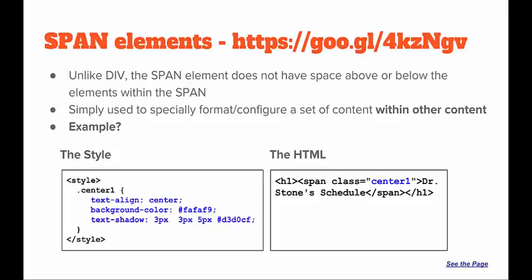On the left you see a style designation for a class called center1, where we set text to be centered, we set up a background color, and we set up a text shadow, which is a neat little effect we can do with text. The HTML on the right shows you an example of how that might be used. A span tag, which has a corresponding end span tag, has a class attribute, and we apply the class center1. What that means is the text between the span and end span elements, Dr. Stone's schedule, will have that style applied, specifically the style specified by center1.